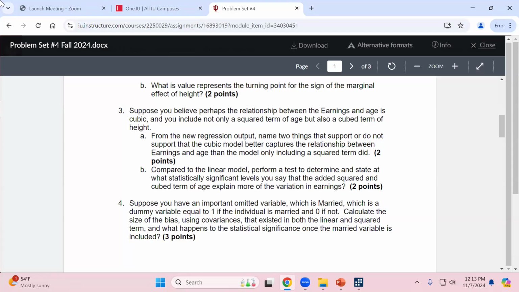So you can calculate the size of the biases in both of those coefficients the same way we were doing before. This is the same thing we were doing with just a very simple linear term and one omitted variable. It's just now you're looking at, well, what's the bias created if the variable is squared. So just a little bit different there. Okay. Questions?